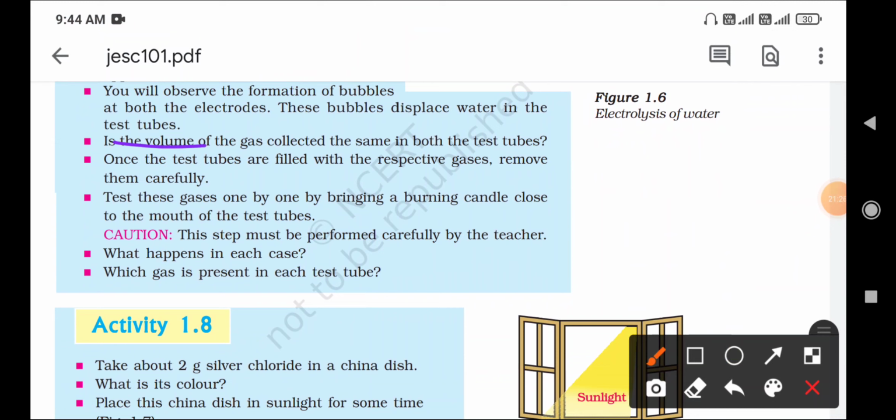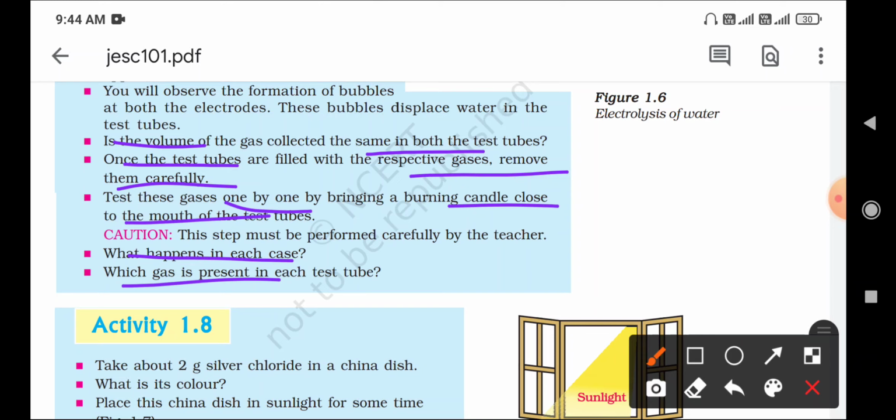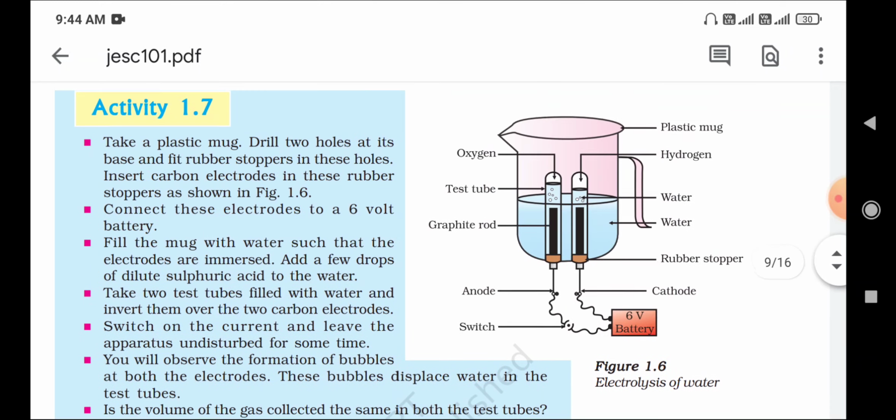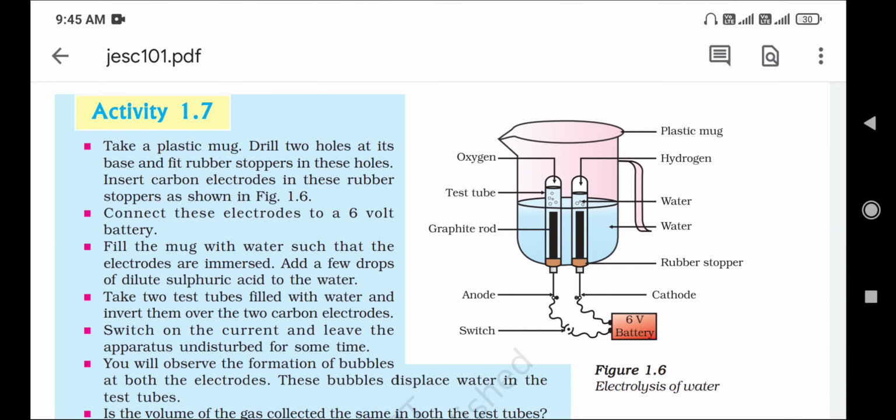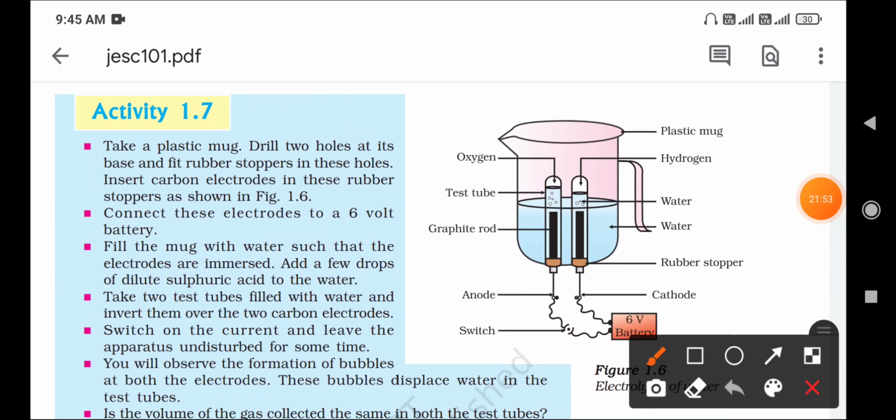Is the volume of the gas collected the same in both test tubes? Once the test tubes are filled with the respective gases, remove them carefully. Test these gases one by one, bringing a burning candle close to the mouth of the test tube. So what happens in each case, which gas is present in each test tube? So here is the electrolysis of water, the decomposition after giving electricity.